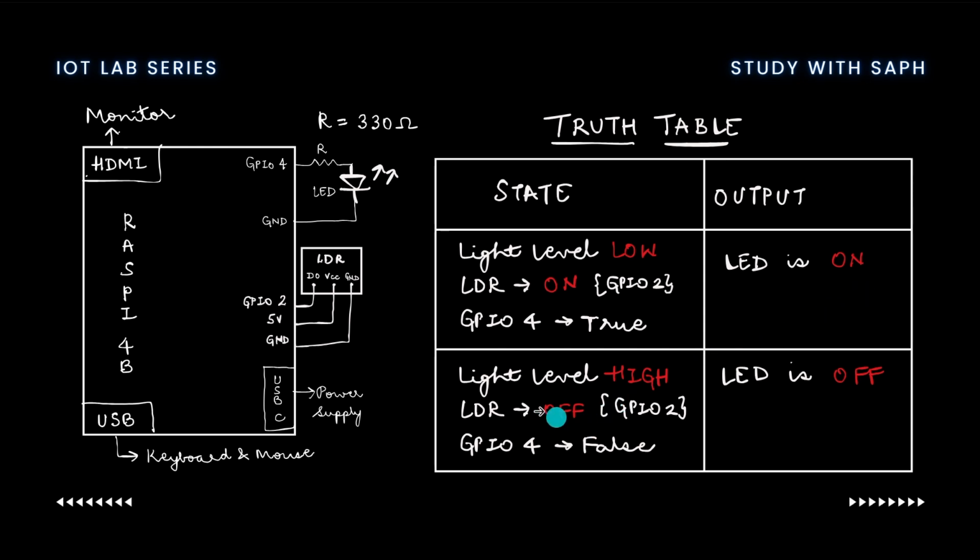And whenever the light level is high, the LDR is set to be off, and since it's in a false state, we do not enter the if condition, and GPIO pin 4 is also false. In turn, the LED is turned off. So this concludes experiment number 2.